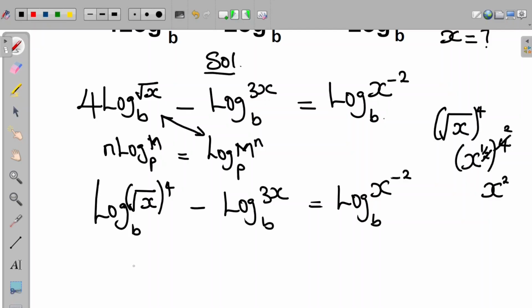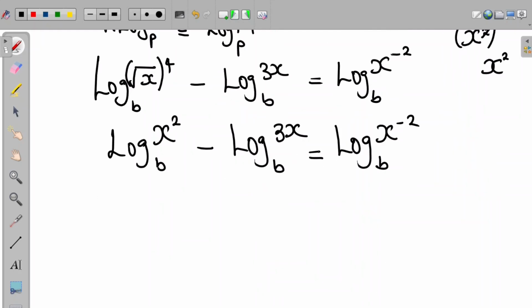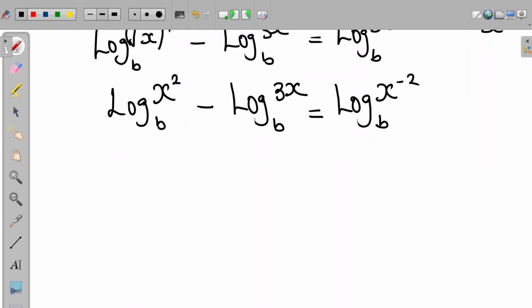So therefore, at this point, the left-hand side becomes log x raised to the power of 2 to base b minus log 3x to base b equal to log x raised to the power of negative 2 to base b. Now, at the left-hand side, we can apply the subtraction law of logarithm.